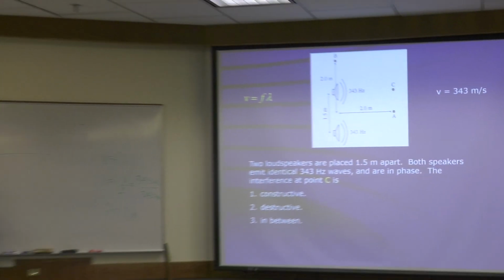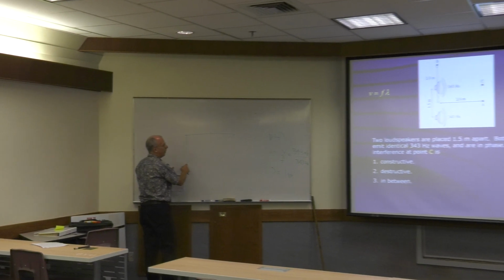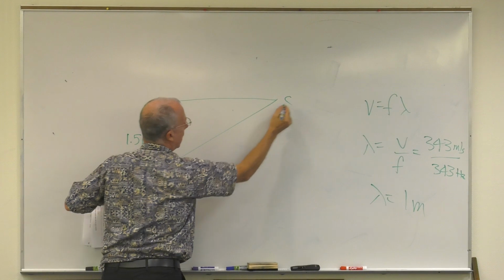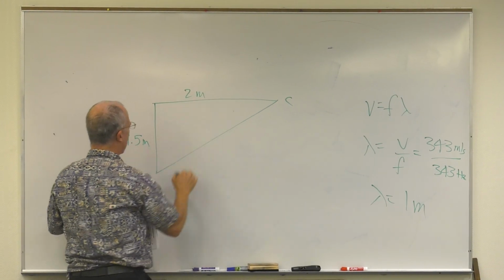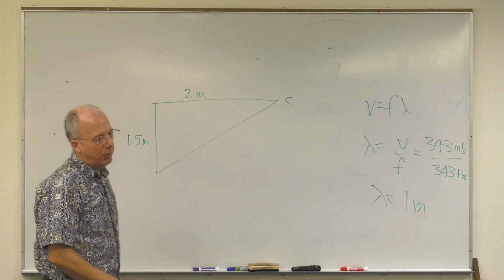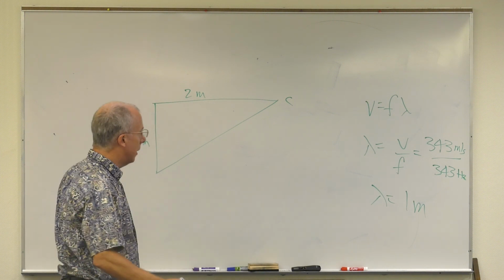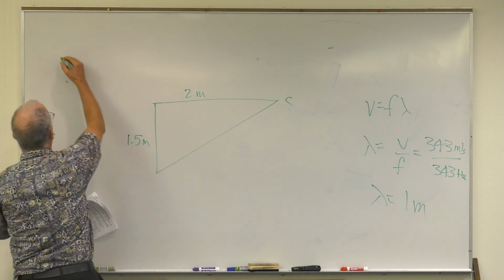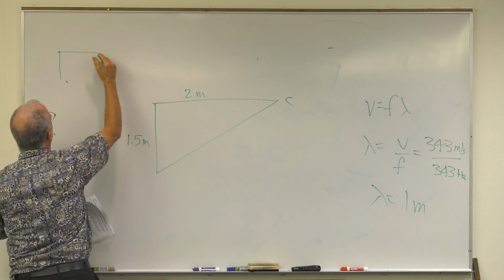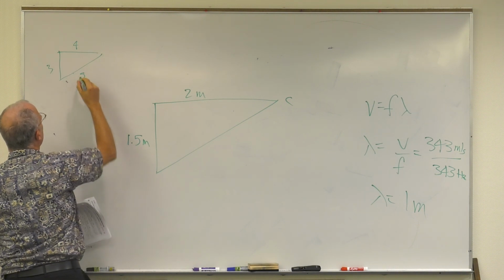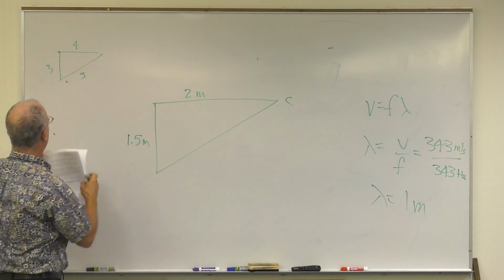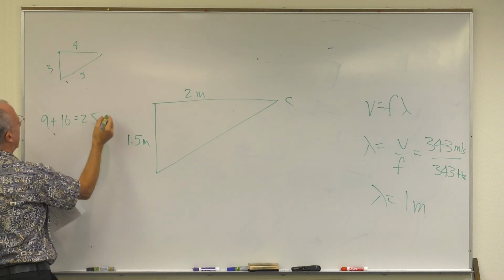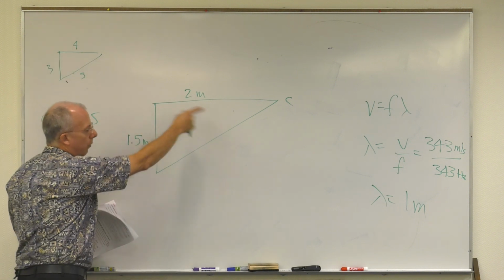From this speaker to this speaker is 1.5 meters. From here to point C is 2 meters. So what's this? If you want, you can use the Pythagorean theorem, or you can be lazy, which is what I want you to do. You've all heard of a 3, 4, 5 triangle, right? 3 squared is 9, plus 4 squared is 16, equals 5 squared, 25. Well, this is a 3, 4, 5 triangle.